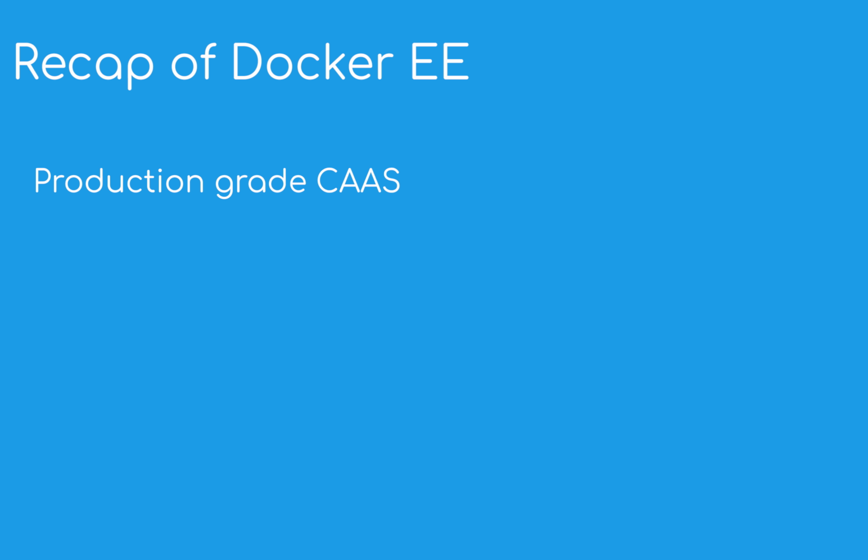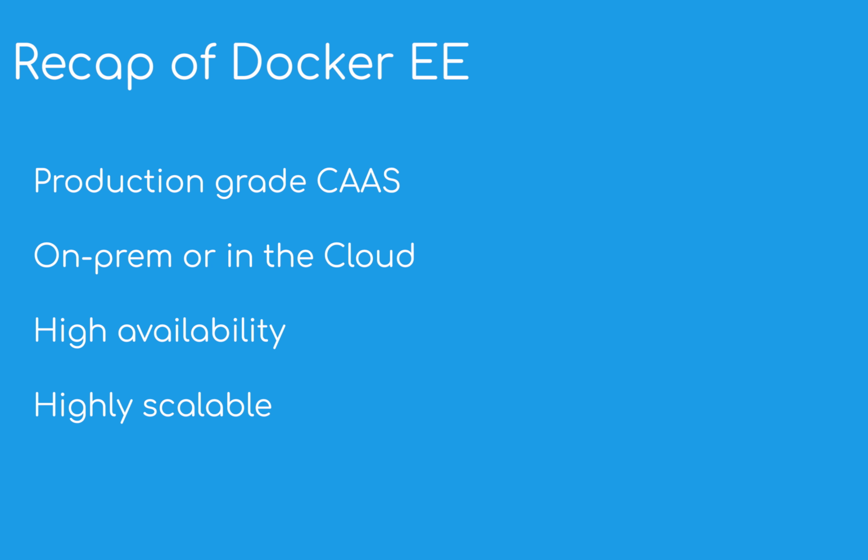That's the end of the series. In this video, I've shown you how Docker Enterprise Edition gives you a production-grade containers as a service solution running in your own data center or in the cloud. You can run a Docker EE cluster with high availability for UCP, DTR, and your own apps with 6 nodes, and you can scale that to hundreds of nodes.